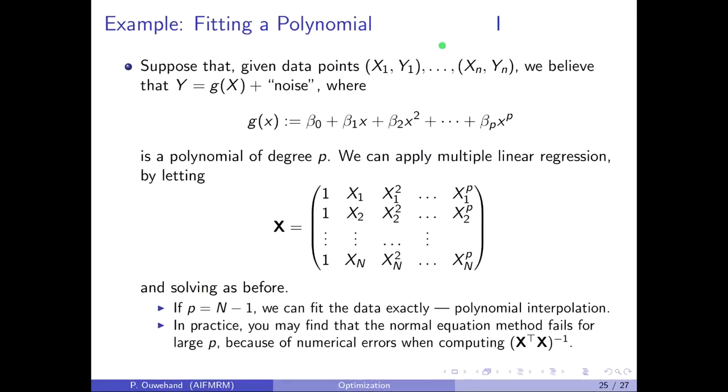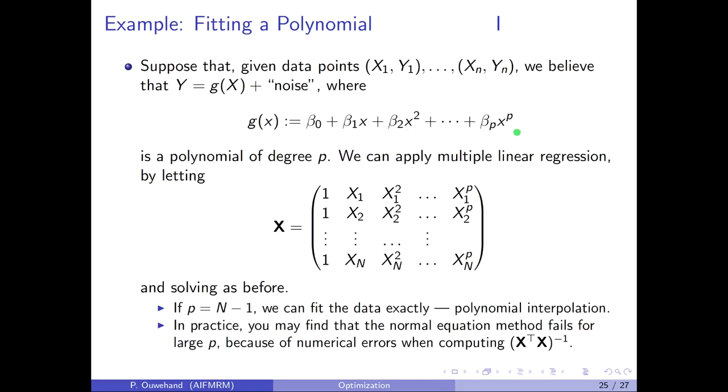As an example, we consider the fitting of a polynomial to data using regression. Suppose that we're given data points x1, y1 up to xn, yn, where x and y are both one-dimensional, and we believe that y has a functional form y is equal to g of x plus noise, where g is a polynomial of degree p.